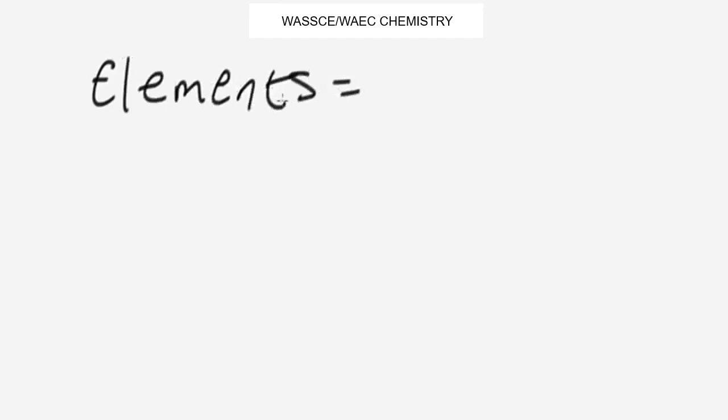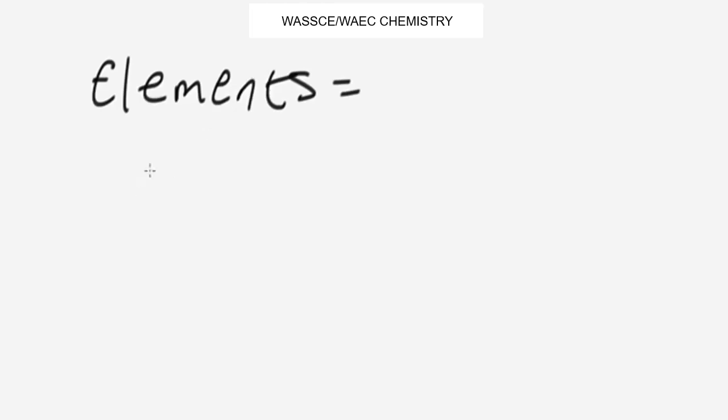elements. So, basically, what is an element? An element is simply a substance that is made up of atoms that has the same number of protons in the nucleus. So basically elements consist of atoms with the same atomic number. Now let's look at how elements can be represented with symbols.